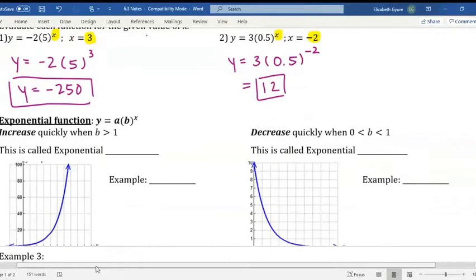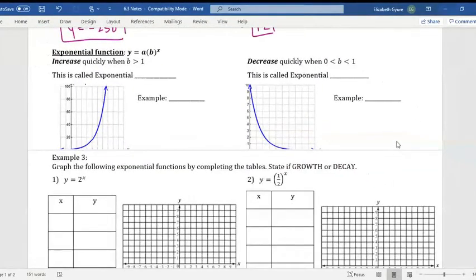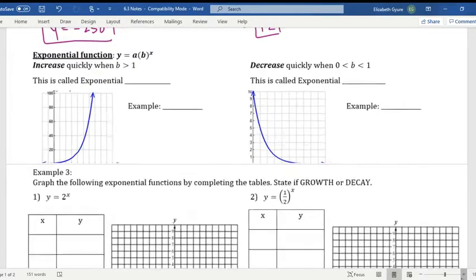I don't know how to fix this, but my Microsoft Word is doing this weird thing where my pages aren't separated. I don't know why. All right.